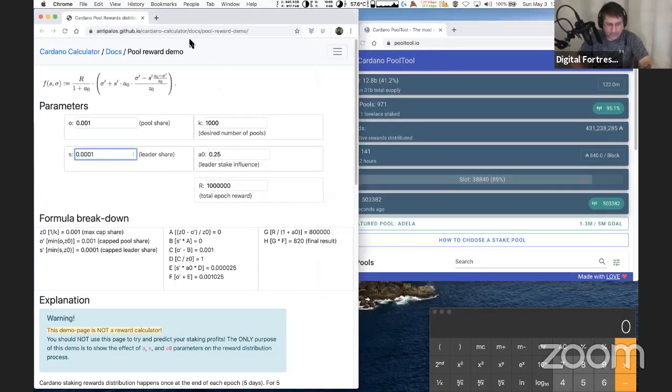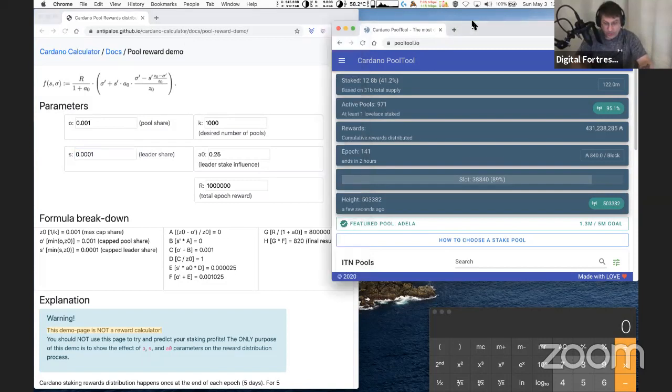Okay, so on the left I have Antipolas GitHub, which is Ruslan's GitHub. Ruslan's brilliant. He made this calculator a long time ago. He's probably like the Satoshi Nakamoto of Cardano, because he did all this brilliant stuff and disappeared, and I haven't seen him in a long time. But he's working over at Emergo, so great guy to have over there.